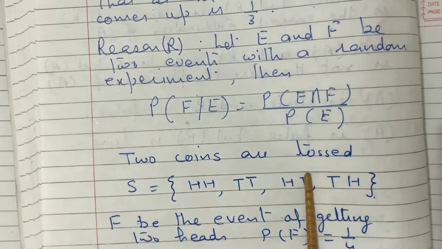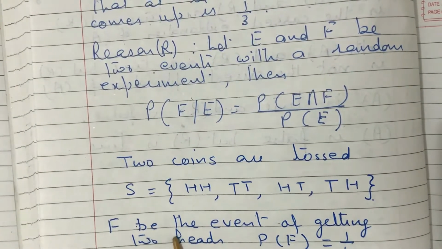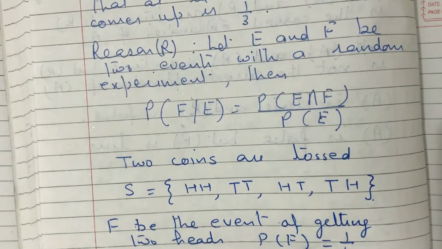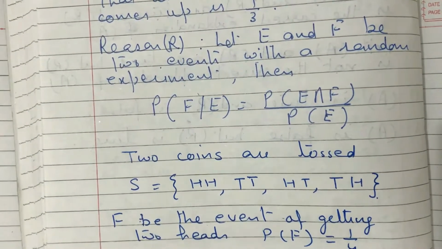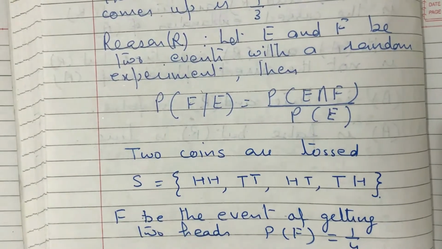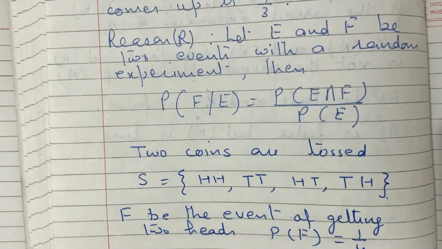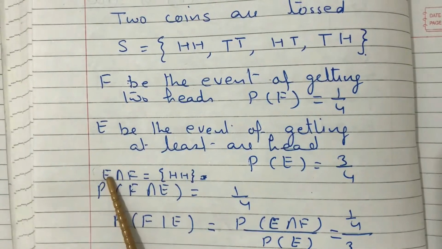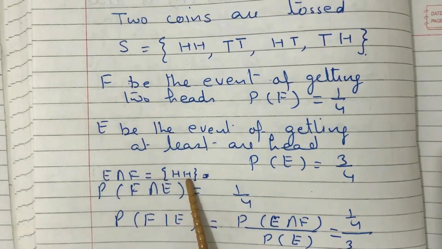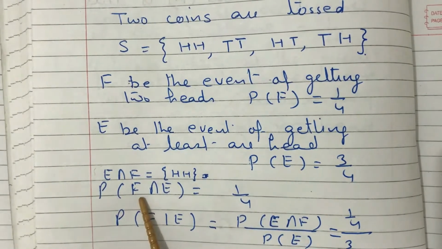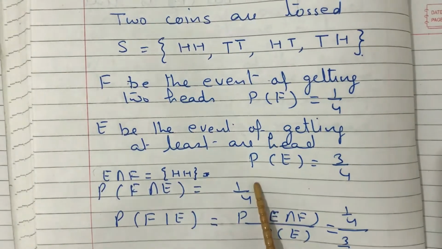Now 2 coins are tossed. Sample space will be HH, TT, HT and TH. Let F be the event of getting 2 heads. So probability of getting 2 heads is equal to 1 by 4. Let E be the event of getting at least 1 head. So probability of E will be 3 by 4. Now E intersection F, there is one element which is HH. So probability of E intersection F will be equal to 1 by 4.